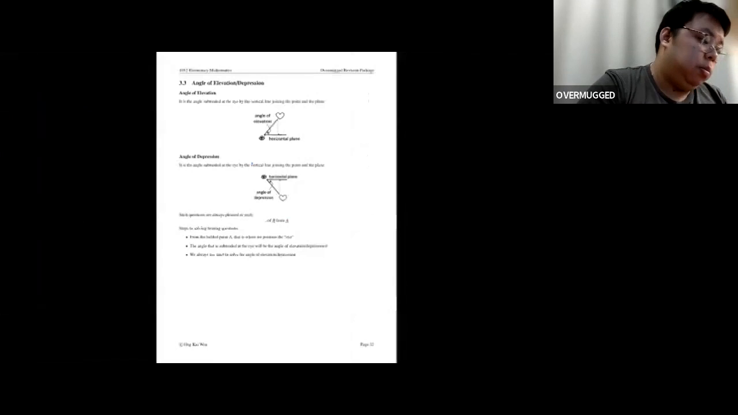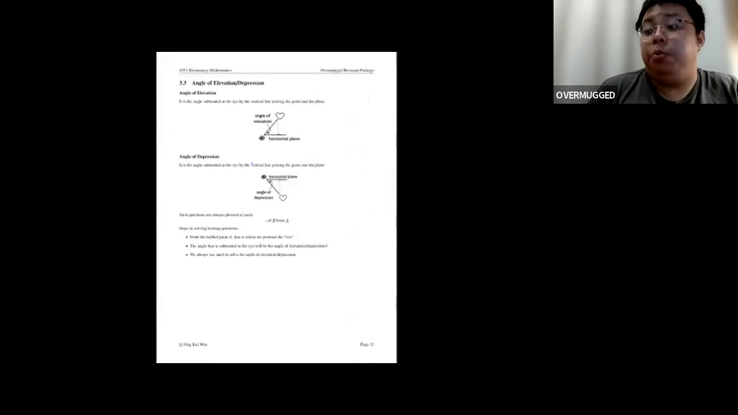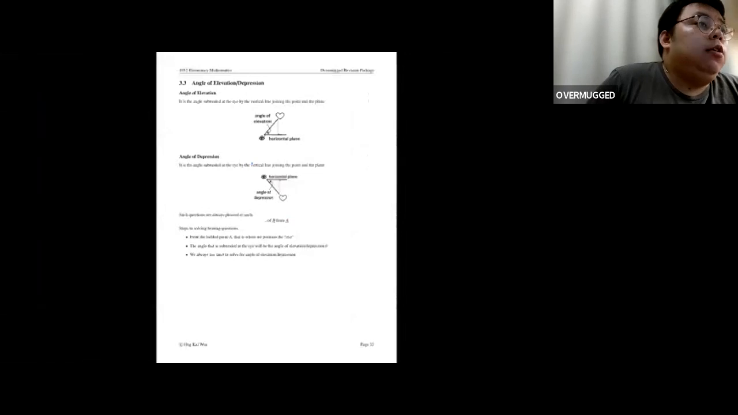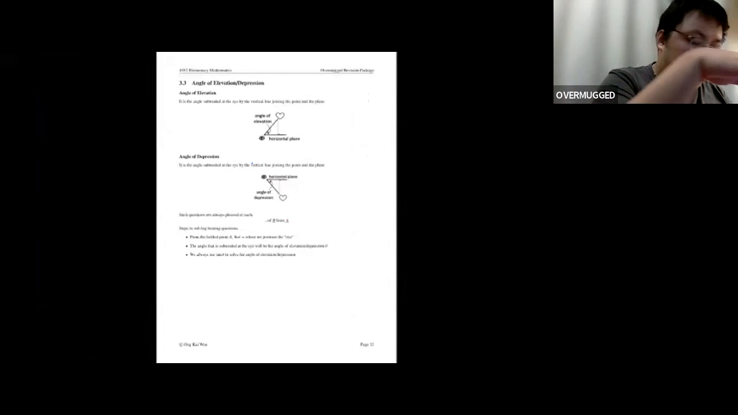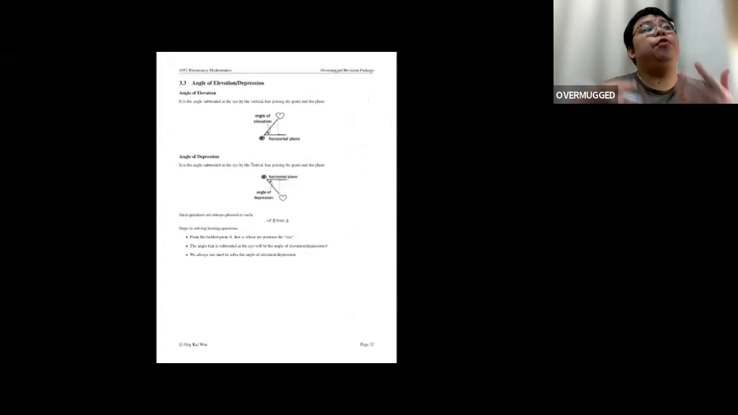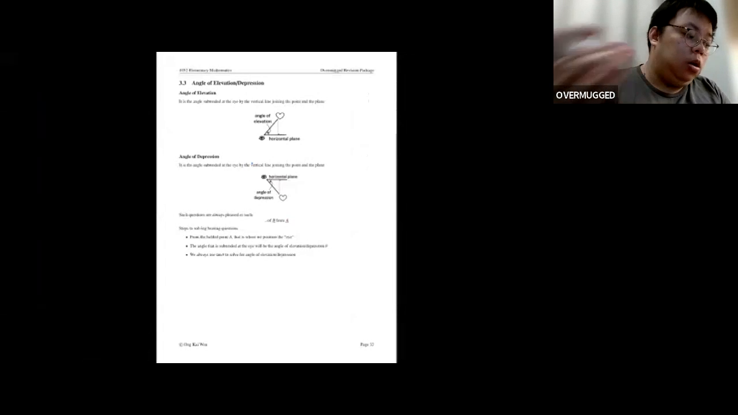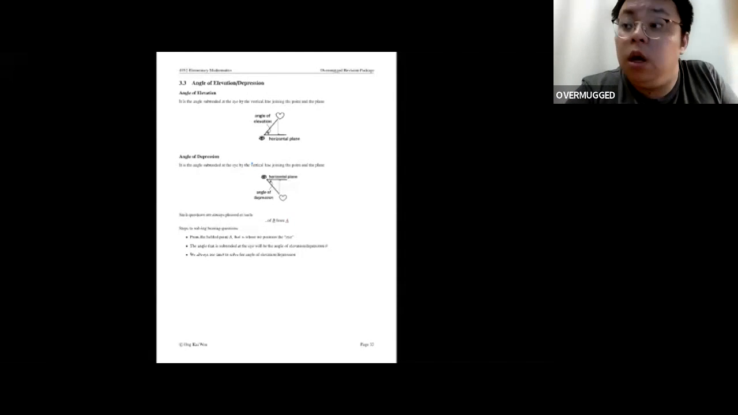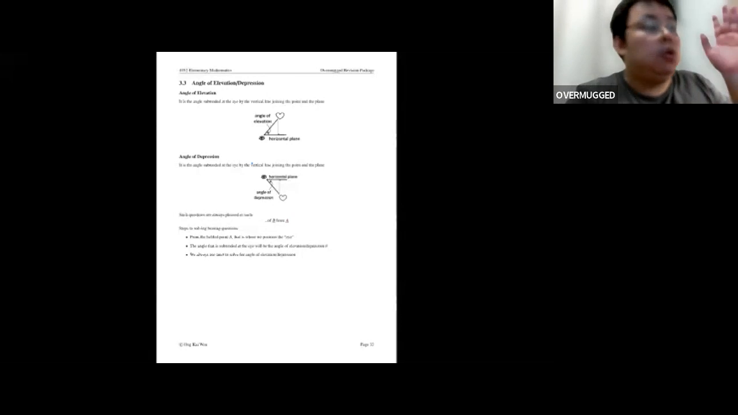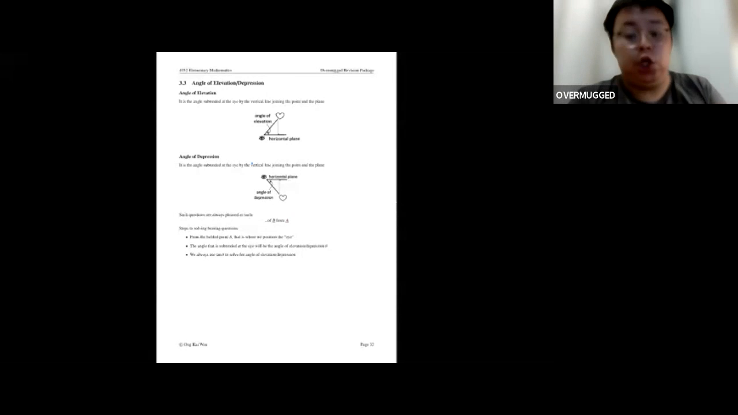Next, we're going to talk about angle of elevation and depression. For angle of elevation and depression questions, same thing as the bearing questions, they're always phrased in the same way. All angle of elevation and depression questions are always phrased in the form of something, from something. It's always in this style. They will always tell you where is your point of origin.